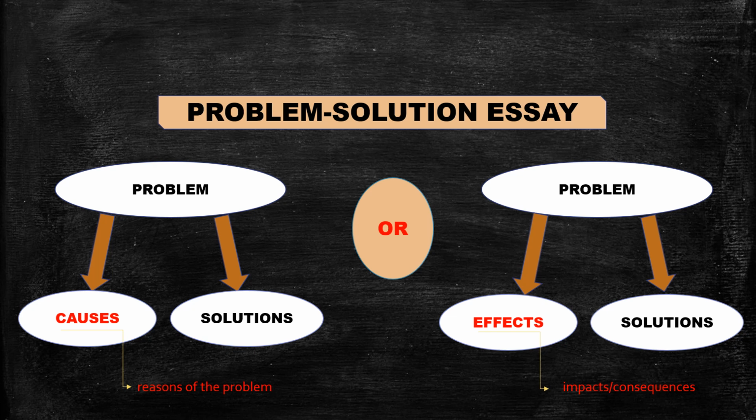Problem is given to you and you have to give the causes of the problem. That is one way of writing. Another way, problem will be given to you and you have to write the effects. What problems will happen because of that particular problem? These are the two ways. Any one will be asked to you in exam. If you did not understand it, you can write in the comment section and I'll try to explain it again. Let's move on.